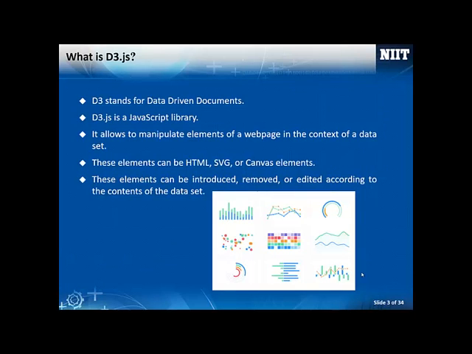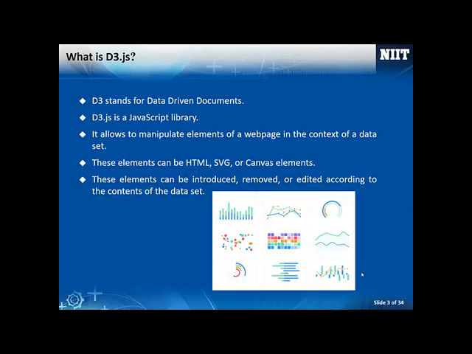D3JS is a JavaScript library used to create interactive visualizations in the browser. The D3JS library allows us to manipulate elements of a web page in the context of a data set. What are the elements which we can manipulate using D3JS? Elements such as HTML, SVG, canvas, body, any other HTML element can be manipulated by using D3JS. And there are many APIs which can be used to do so.